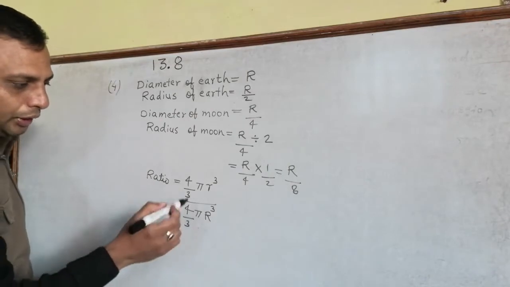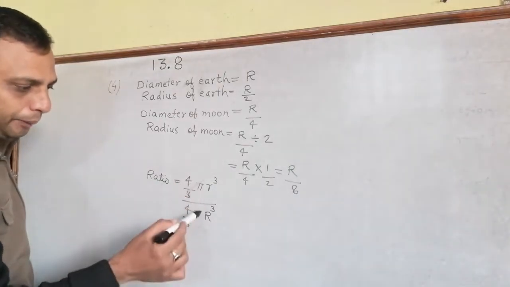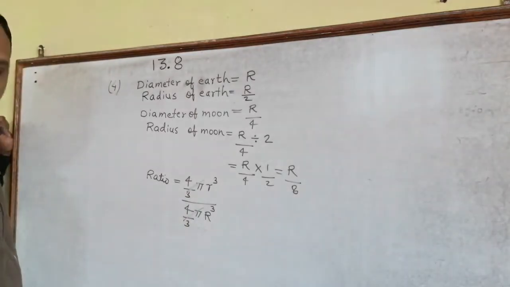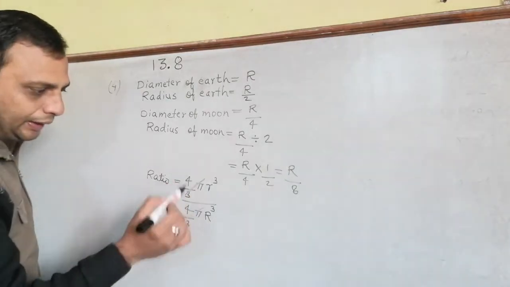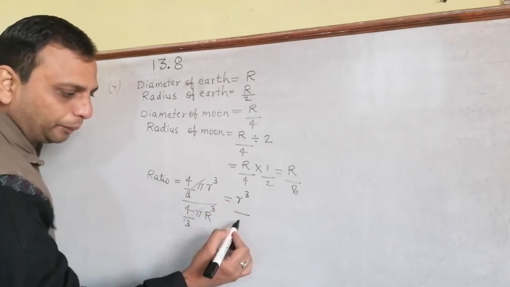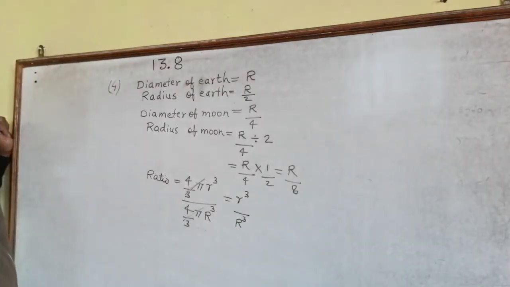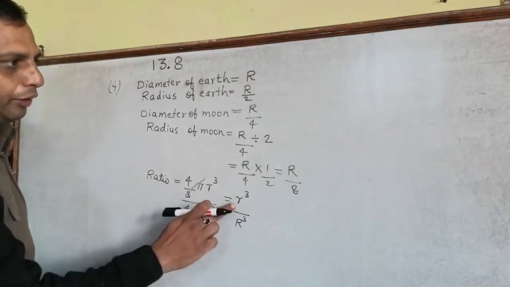Now, 4 upon 3 pi will be cancelled because these two numbers are constants. So this number we can easily cancel. Now what remains here? r cube, and here what remains? R cube. Now we can put the value of the small r.